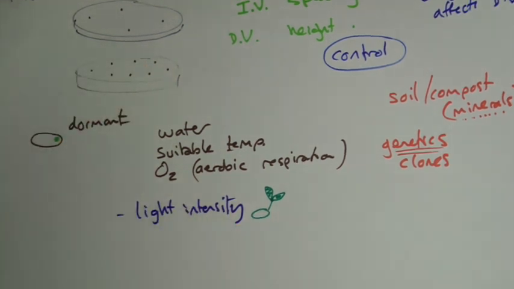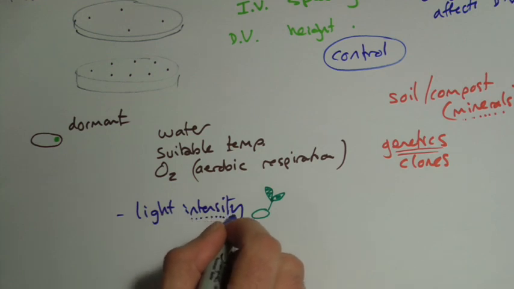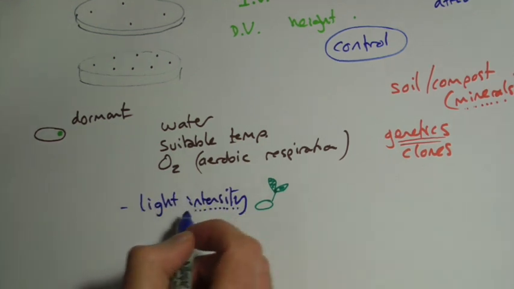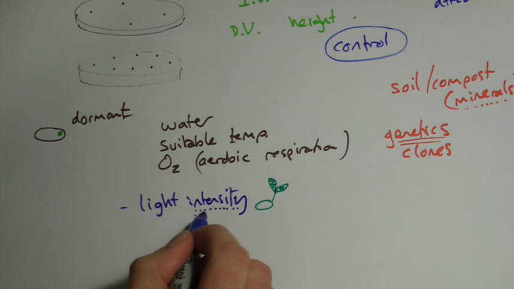But we should control light intensity. Notice this word here. It's not the amount of light, it's not the type of light, it's intensity. That's the key word to it. Okay.